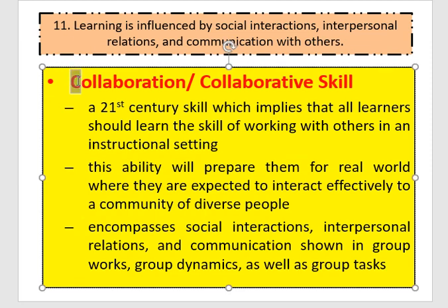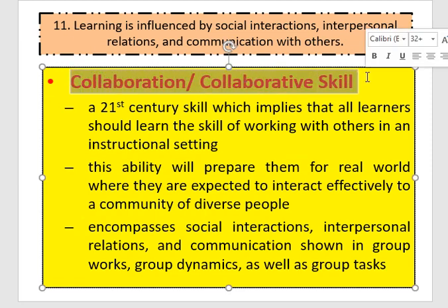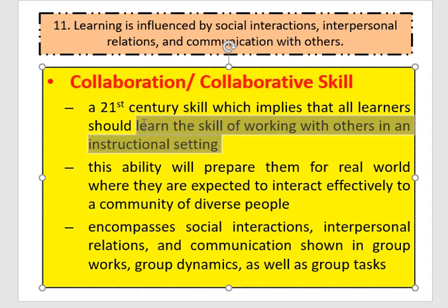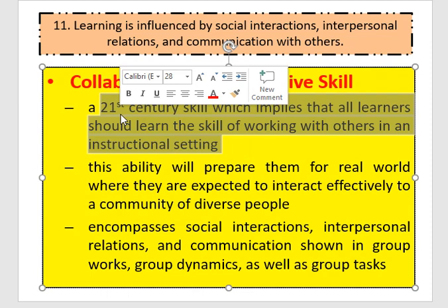So, what does it mean? In this domain or in this principle, we are reminded of the collaborative or collaboration skill. So, ano nga ba si collaboration skill? Si collaboration skill is a 21st century skill which implies that all learners should learn the skills of working with others in an instructional setting. So it means that dapat matuto kang makihalubilo sa iba at you should work with them. Again, kasi in order for you to survive in this world, you need to collaborate with others.